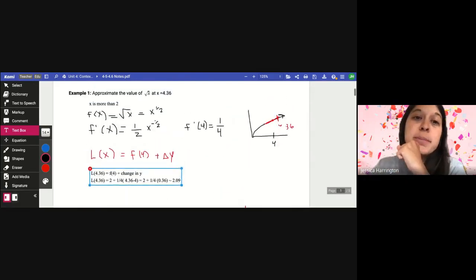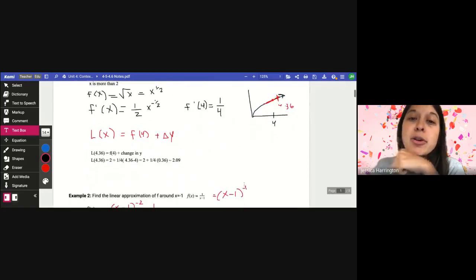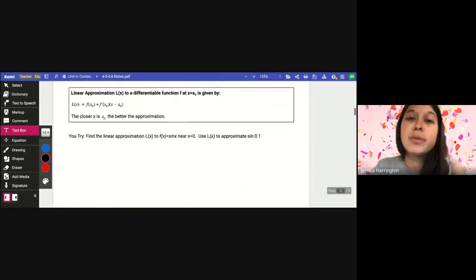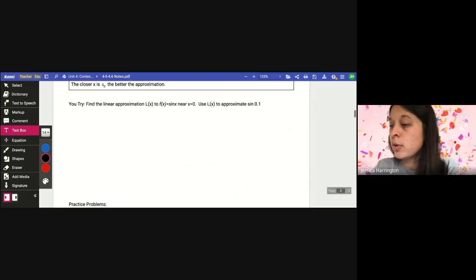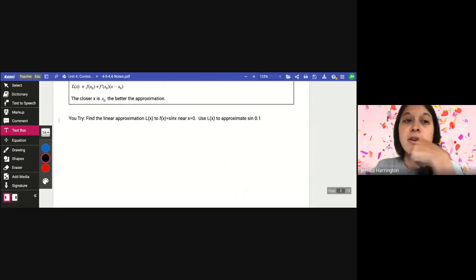So for example, here 4.36 was pretty close to 4, so it worked out. The closer we get to 4, the better our linear approximation is, right? Because we're zooming in closer and closer. So let's try this one. It says to find the linear approximation to the function sine of x near x equals 0. And then once we find it, they want us to use it to approximate the value of sine of 0.1. So I know I need to get all this stuff right here for L of x.